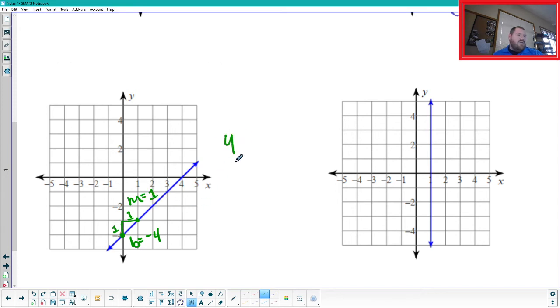And again, I can choose whether to write it if my slope is 1. Because 1 times x is just going to be x. And my y-intercept is -4.